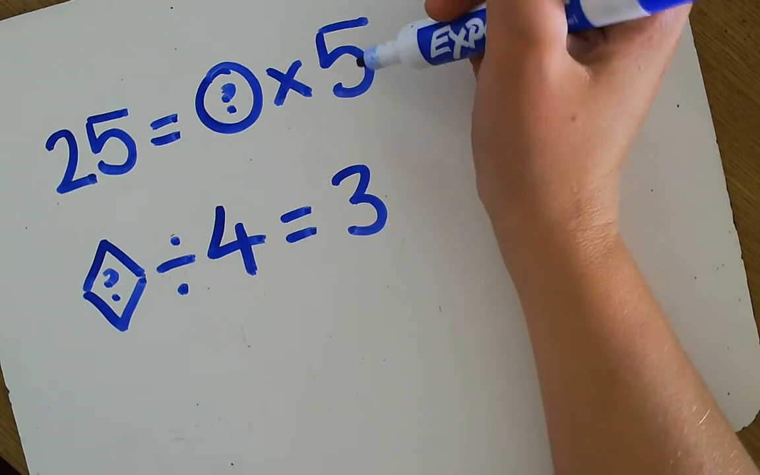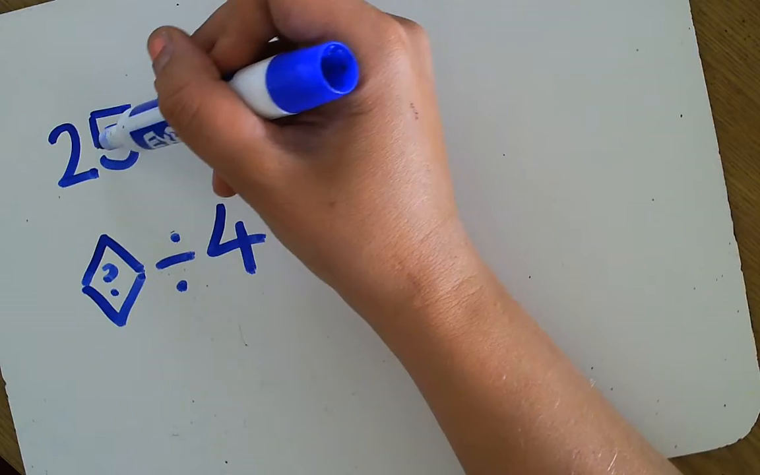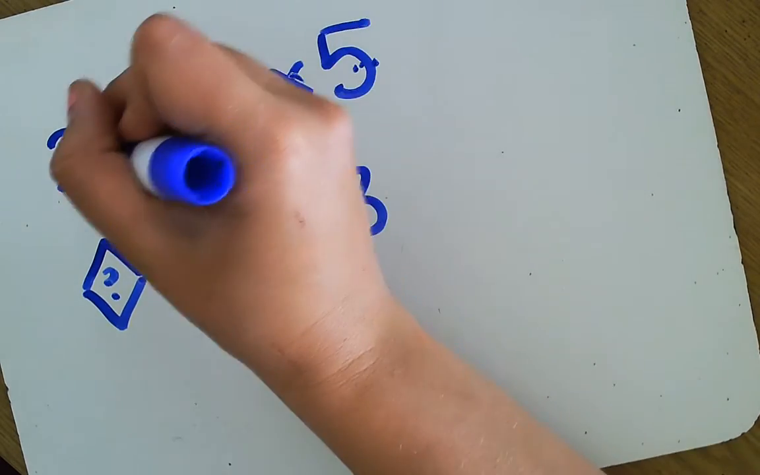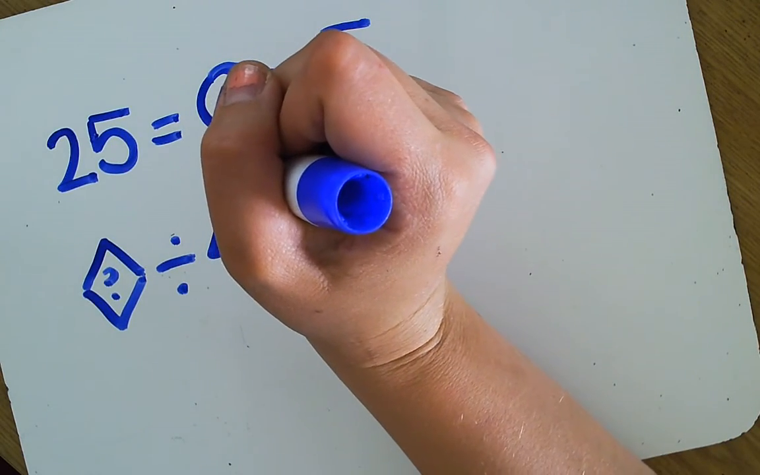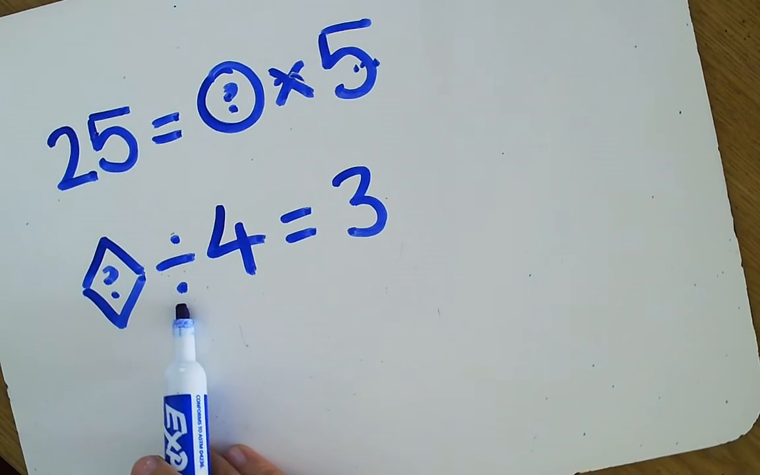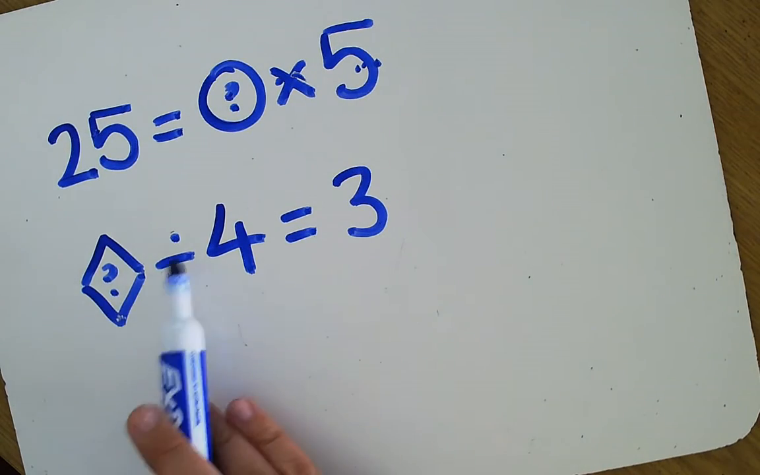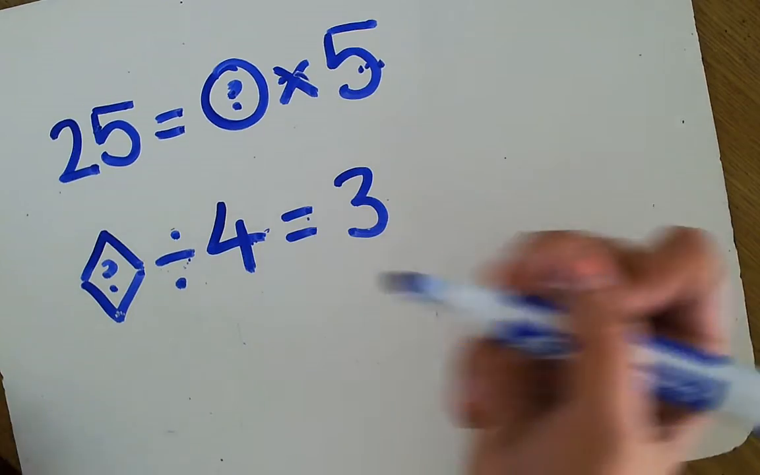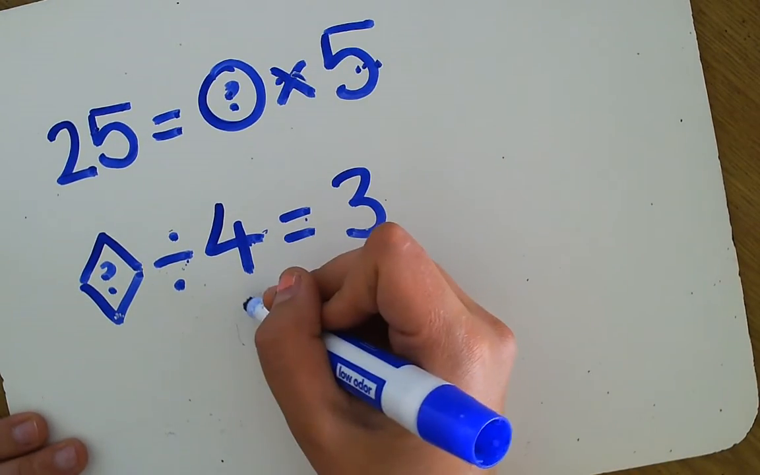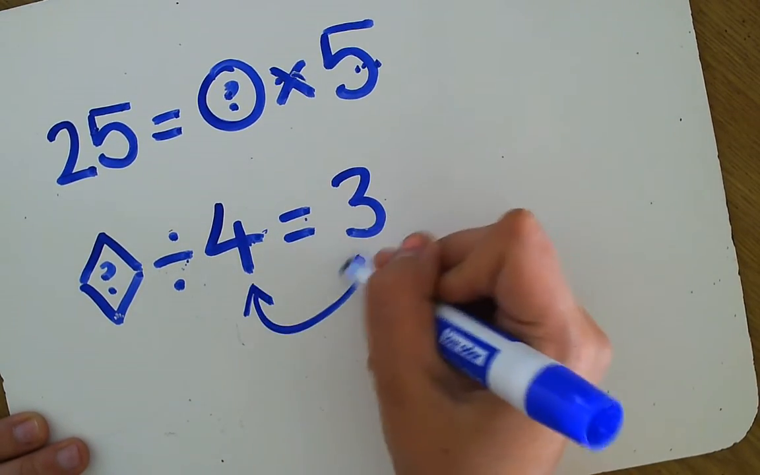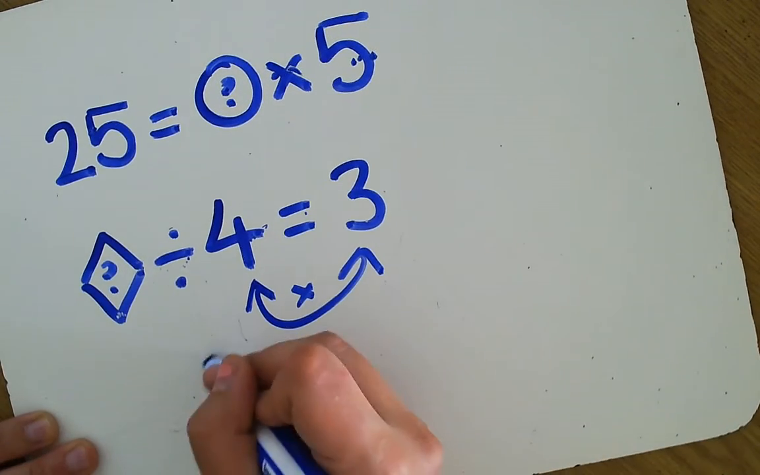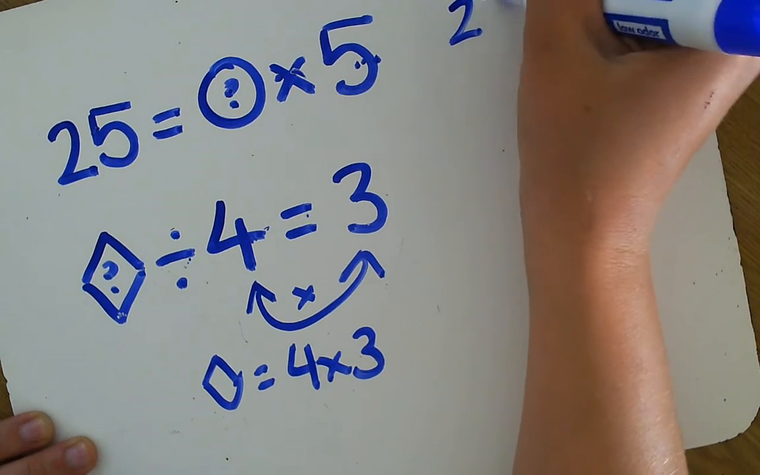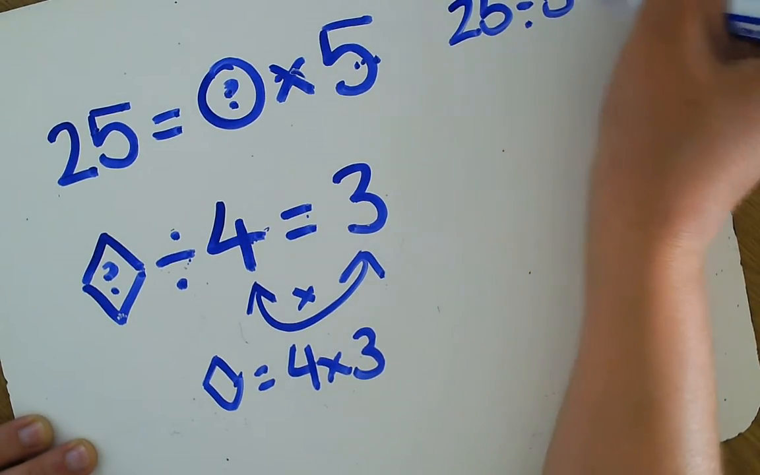Remember, you can always use the opposite. So here, if I'm multiplying that unknown by 5, maybe I need to divide 25 by 5 to get my answer. Here, we can do the opposite again. So I know that an unknown variable divided by 4 equals 3. So then that would mean, because of my reciprocal properties of multiplication, that 4 times 3 is going to equal my diamond.